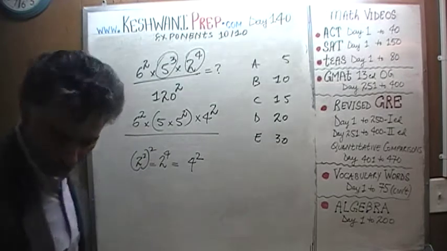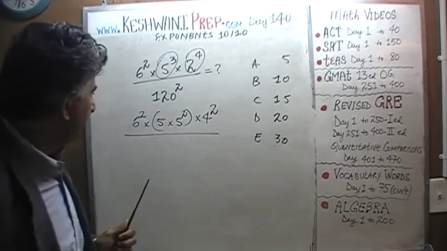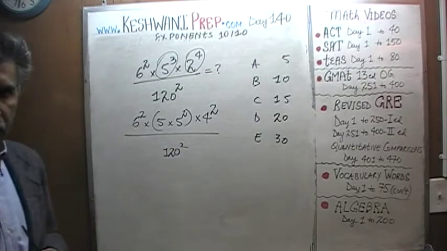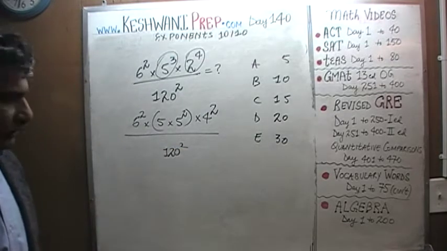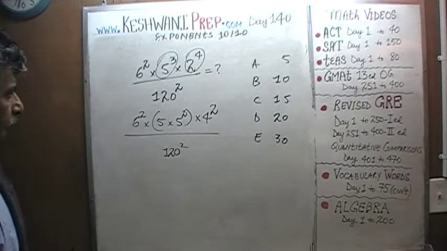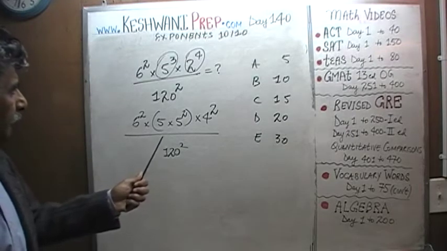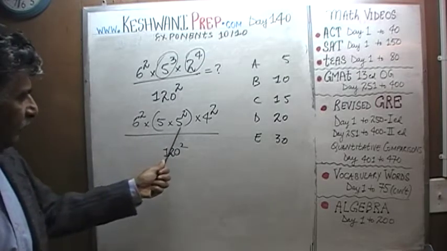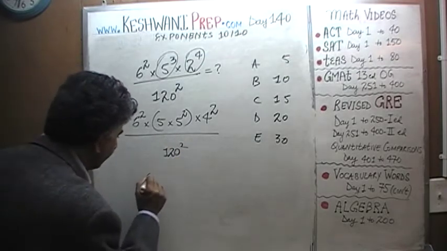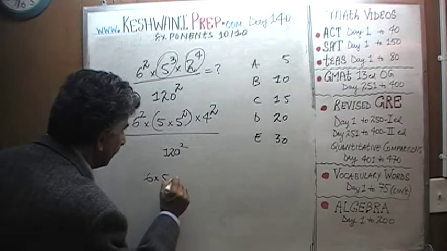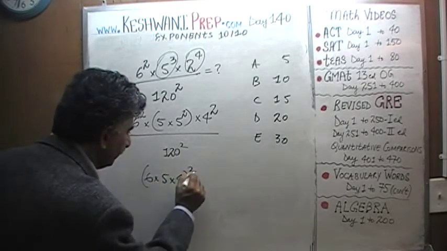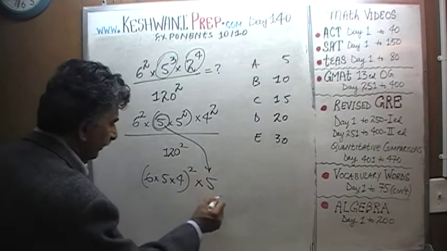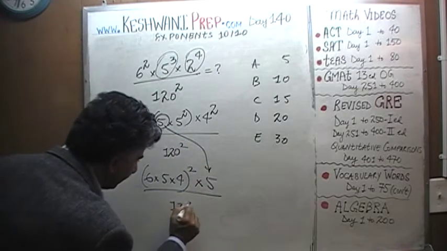And on the bottom we have 120 squared. Do you notice something? This quantity is squared, this quantity is squared, this quantity is squared. 6 squared, 5 squared, 4 squared. This is all being squared times 5. This is the only 5 that is left here over 120 squared.